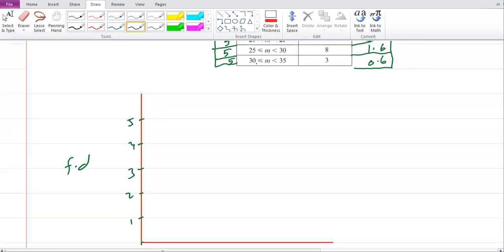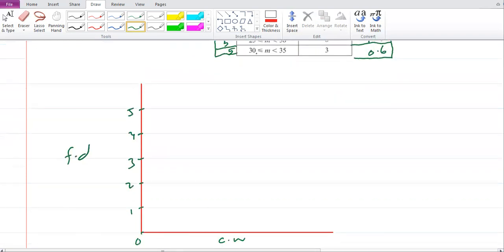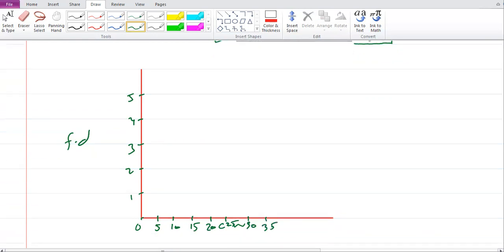Now the class width for each one is 5. Our classes are from 10 to 15, 15 to 20, 20 to 25, 25 to 30, 30 to 35. So you can do it this way. This is 0. You can make a gap of 5. This is 5, then 10, then 15, then 20, 25, 30, 35. I try to keep the gap the same, but I'm not using any scale, so excuse any difference.